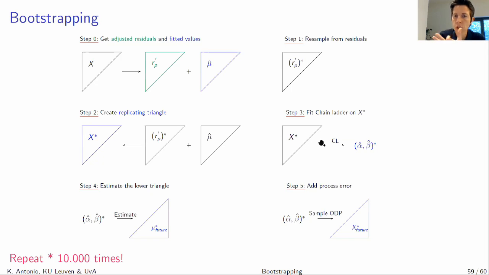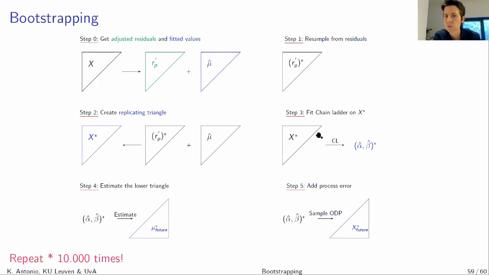Of course, if I have a new incremental triangle, I can fit my chain ladder again. And what I mean by the chain ladder here is the GLM version of the chain ladder. So I do my GLM, Poisson or over dispersed Poisson, it doesn't matter here, because I only care about the structure for the mean, the parameters used in the mean.